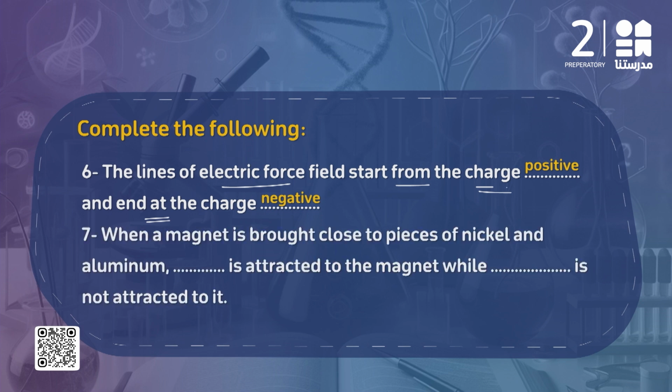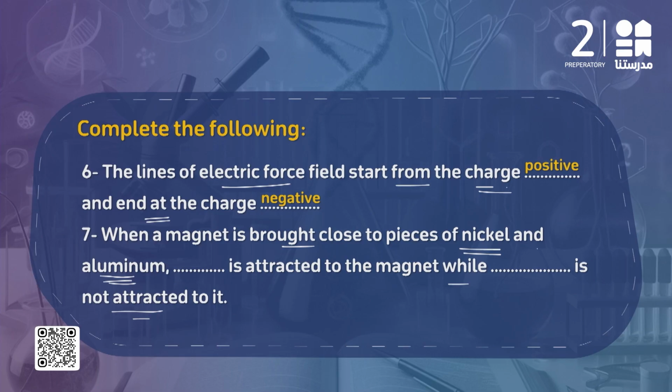Question number 7 بيقول لنا when a magnet is brought close to pieces of nickel and aluminum, which is attracted to the magnet while space is not attracted to the magnet. احنا عندنا ال four magnetic materials that will be attracted to the magnet and affected by the magnetic force of a magnet. عندنا iron, steel, cobalt and nickel.